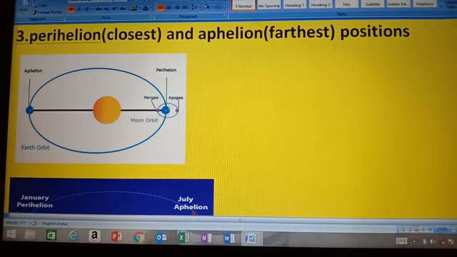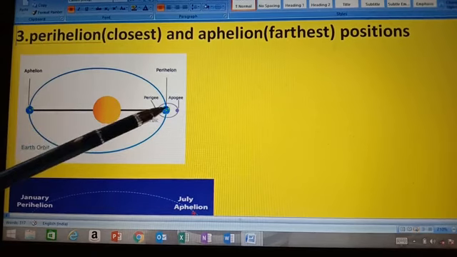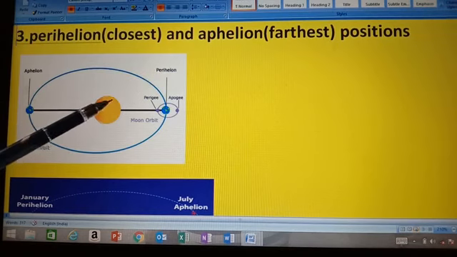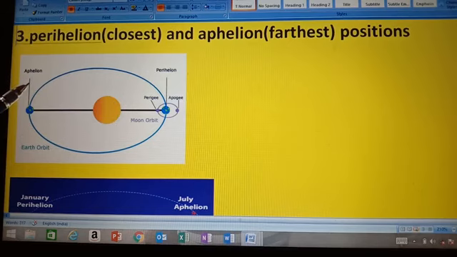When the earth is closest to the sun, the position is called perihelion, and when it is farthest, as you can see here, when the distance between the earth and sun is closest, it is called as perihelion, and when the distance between earth and sun is farthest, it is called as aphelion, children.